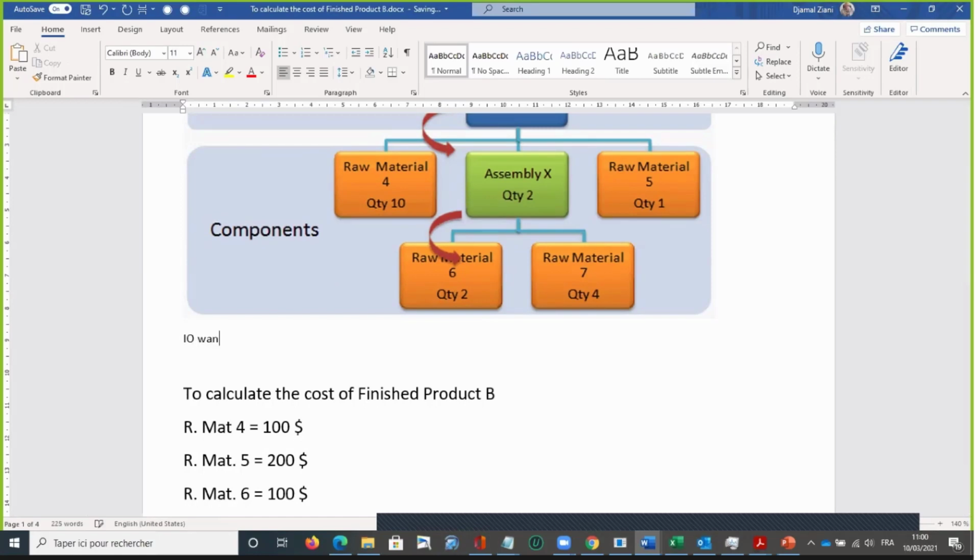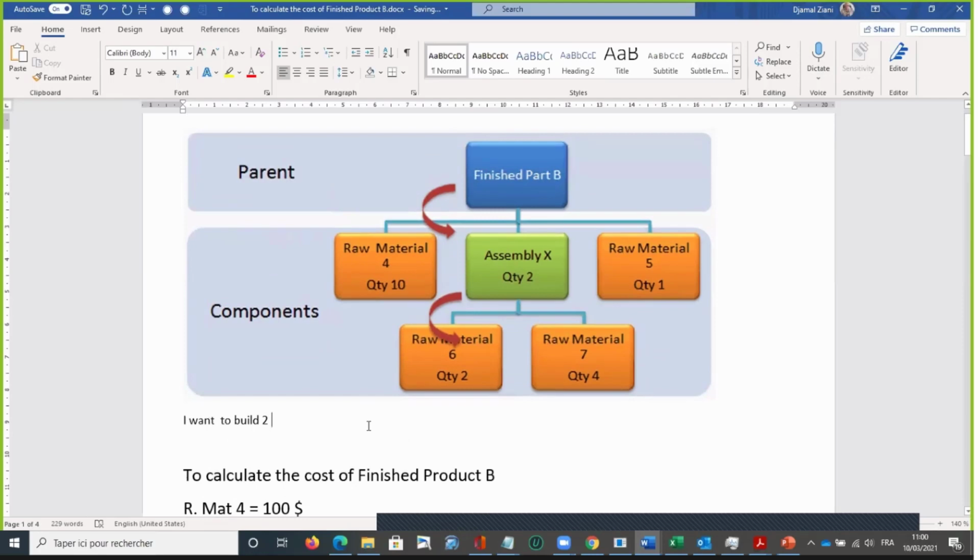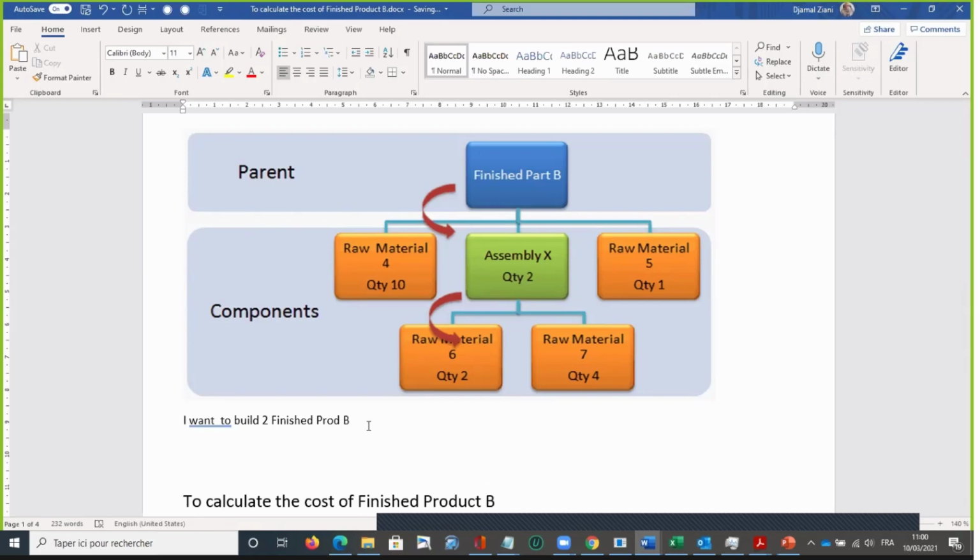I want, not IU, input output. I want to build 2 finished product or part B. Question: how many raw material ID 7 do I need? Is the question clear?